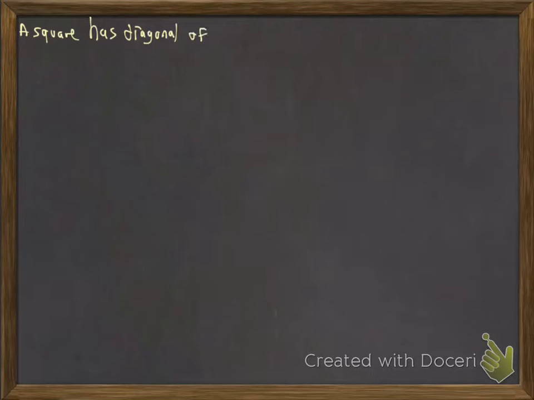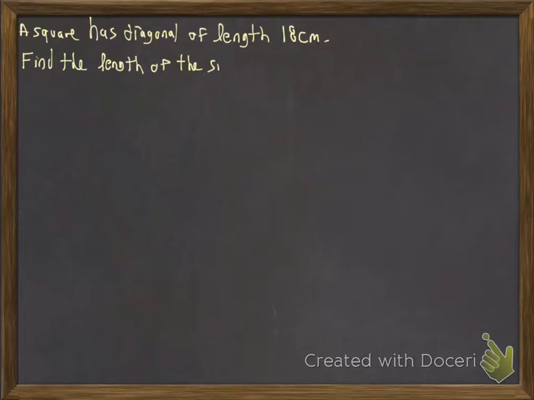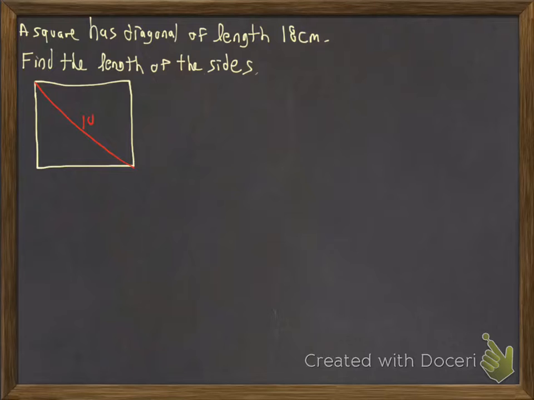Alright, so a square has a diagonal of length 18 centimeters. Go ahead and find the length of the sides of the square. My advice to you is always draw a picture and make sure you identify the unknown side lengths. In this case, we have a diagonal, and we don't know the length of the side, so we'll call it x. We know the length of the diagonal is 18 centimeters, and the unknown side lengths are x.